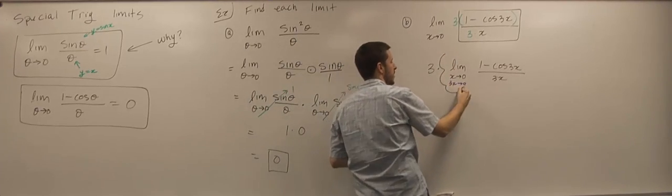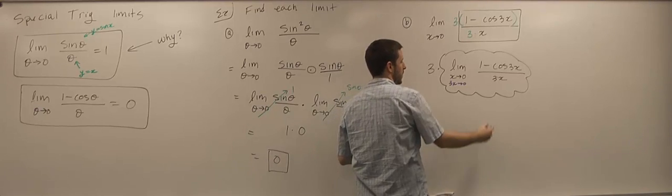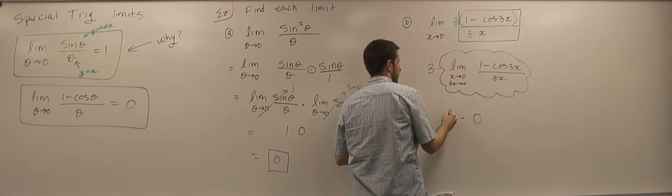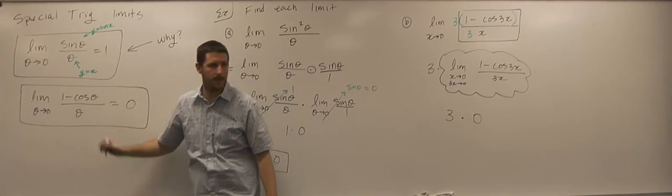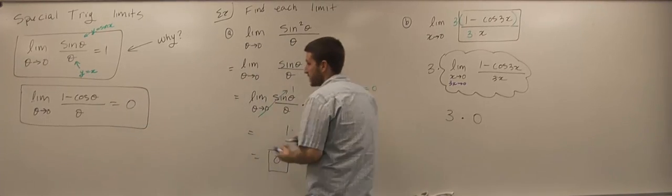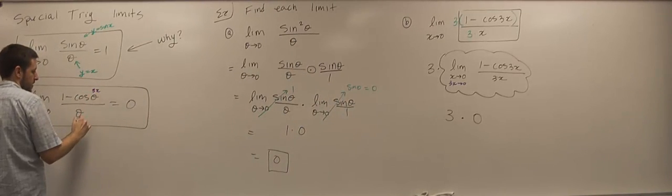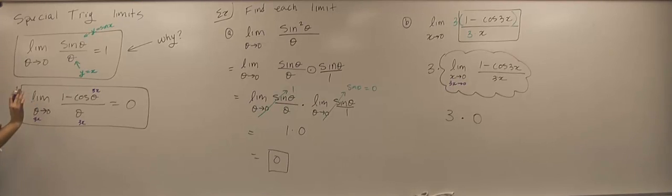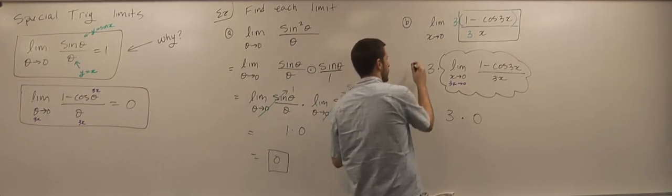So this whole limit here is equal to what? 0. I didn't prove it, right? But that's what this says, except instead of theta, we have 3x, 3x, 3x. That's okay. So our limit will be 3 times 0.